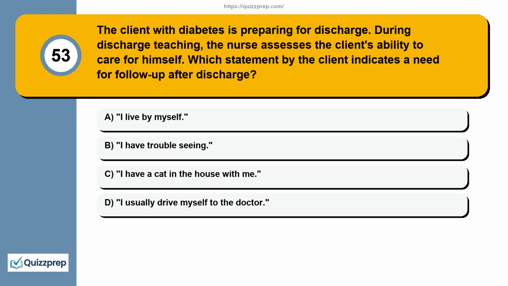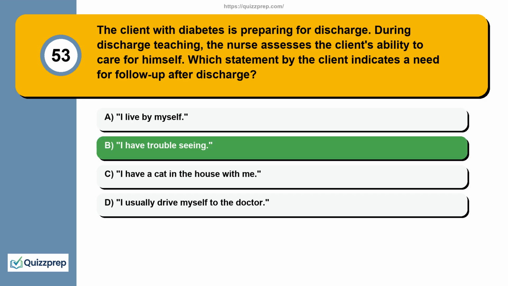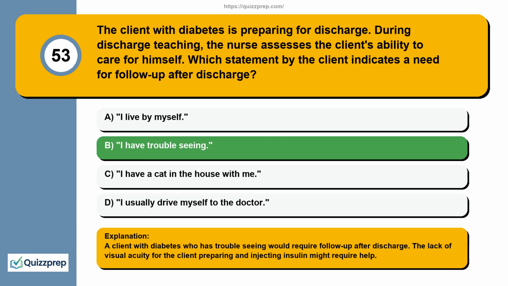Question 53. The client with diabetes is preparing for discharge. During discharge teaching, the nurse assesses the client's ability to care for himself. Which statement by the client indicates a need for follow-up after discharge? I live by myself. I have trouble seeing. I have a cat in the house with me. I usually drive myself to the doctor. A client with diabetes who has trouble seeing would require follow-up after discharge. The lack of visual acuity for the client preparing and injecting insulin might require help.